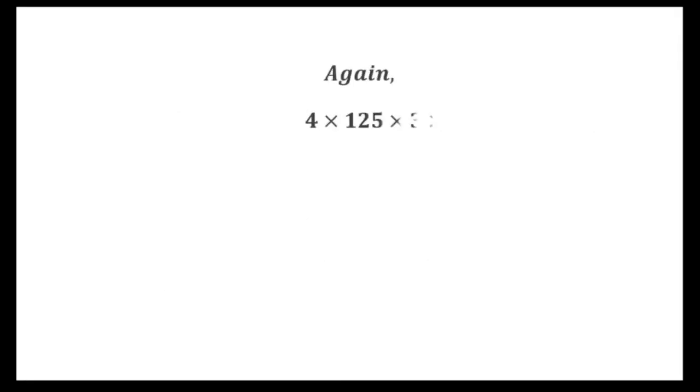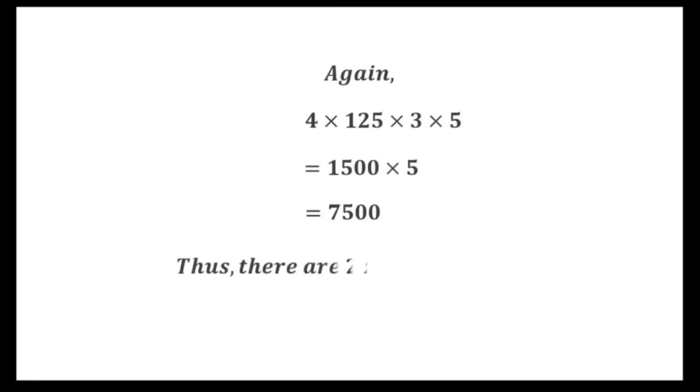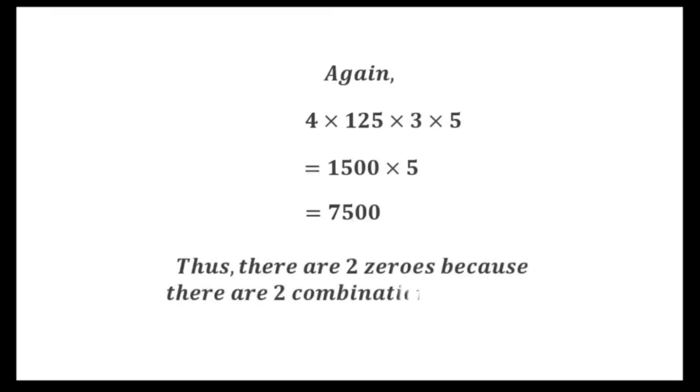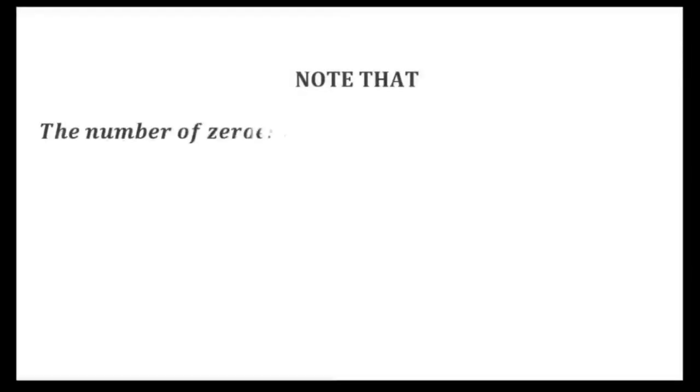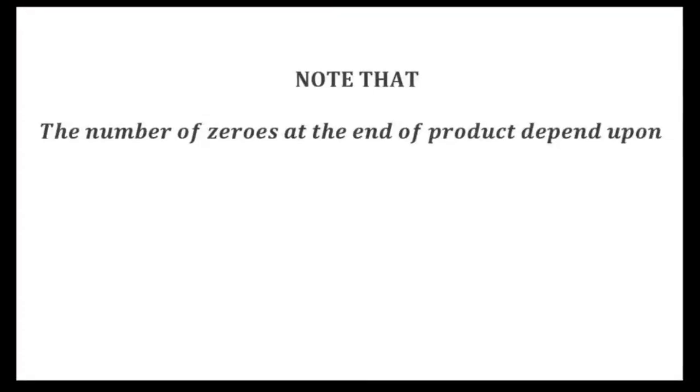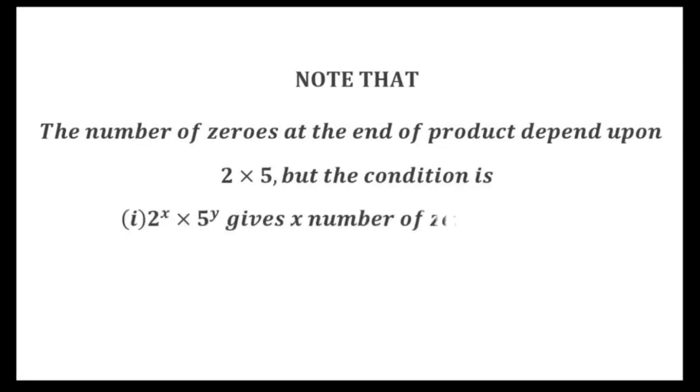One more example: 4 into 125 into 3 into 5, which makes 7,500, in which there are two zeros, since there are two combinations of 5 and 2. So note that the number of zeros at the end of the product depends upon 2 into 5, but remember the condition. What is the condition?